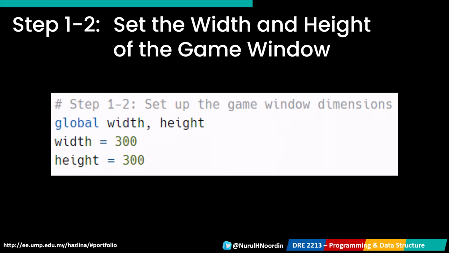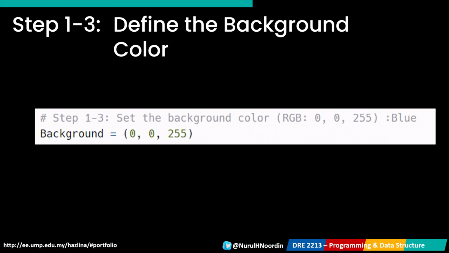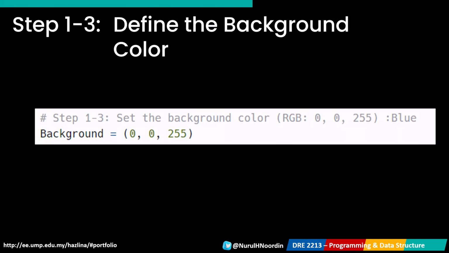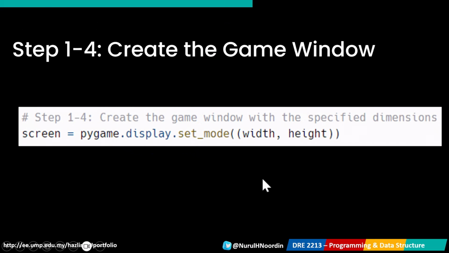Define the width and the height of the game window. Values determine the size of the window where our game will be displayed. We'll make the window 300 pixels wide and 300 pixels tall. Colors are represented as RGB values, where each component represents red, green, and blue, ranging from 0 to 255. For example, we'll use a bright blue color for our background. Hence, the value is 0, 0, 255. Create the game window using Pygame library.